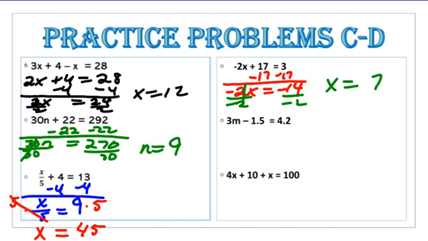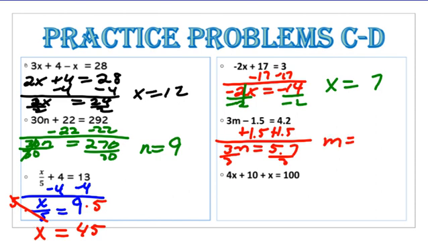3m minus 1.5 equals 4.2. Here I add 1.5 to both sides. I end up with 3m equaling 5.7. Divide by 3 on both sides. M would have to equal 5.7 divided by 3 gives us 1.9.